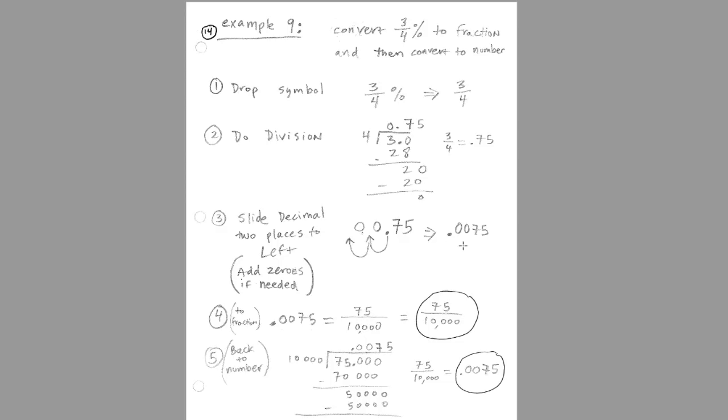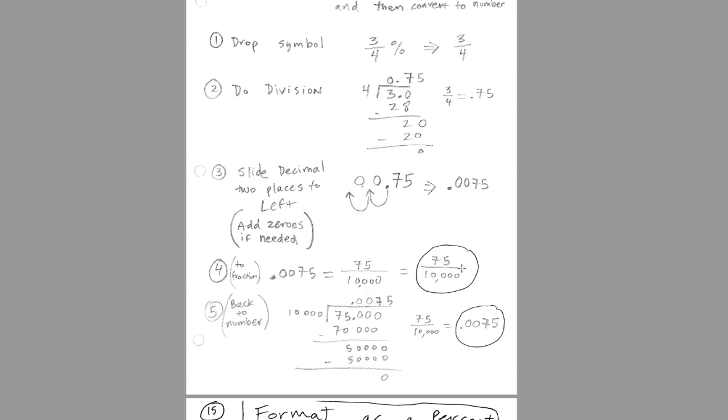Now, if we wanted to convert that decimal to a fraction, we learned a couple of videos ago, we simply count how many times we slide the decimal. That's 4 positions, so I put a 1 and 4 zeros, and then I put 75 in the top. That is not reduced, but 75 over 10,000, that's equivalent to 0.0075.